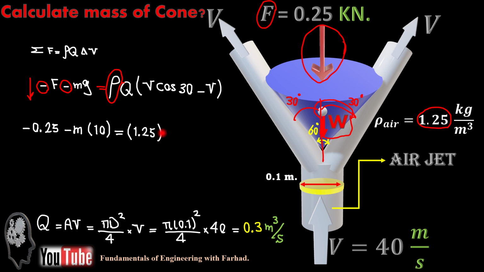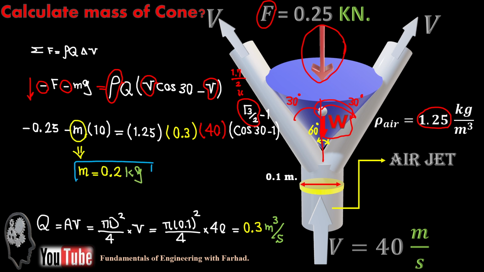Replace it in this equation. Then we can also take the velocity out of the parentheses, that's 40, and the leftover is cosine 30 minus 1. Based on our simplification, the square root of 3 is 1.7. Replace it in the problem, divide by 2, subtract it from 1, and solve for the only unknown of our problem, which is the mass of the cone. It gives us a mass of the cone of 0.2 kg.